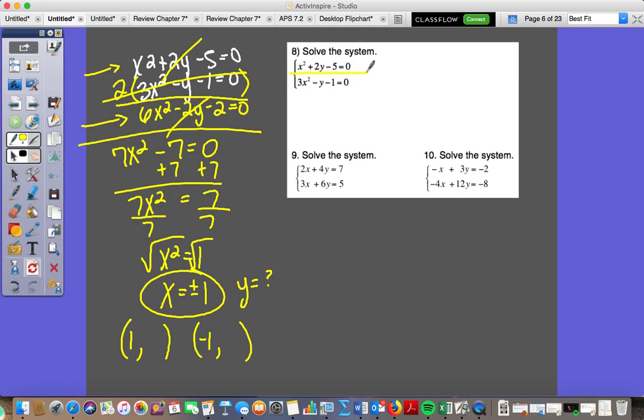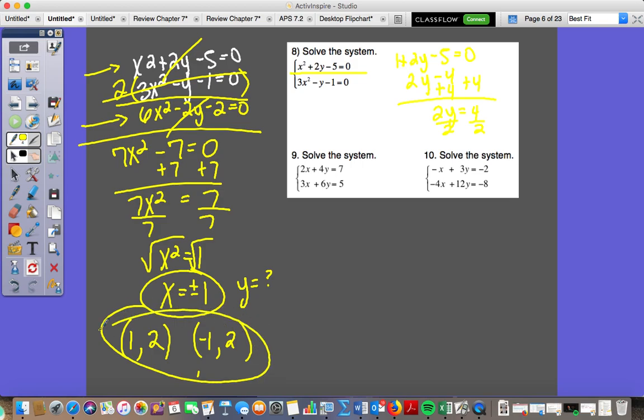For 1, the value of 1 squared is 1. 1 plus 2y minus 5 equals 0. So then 1 minus 5 is negative 4. Add 4 to either side, and I get 2y is equal to 4, and I just divide, and I got 2 here. When I plug in negative 1, I think I actually get the same thing. So I think I get 1, 2, and negative 1, 2 as my answer here. And that would be the two locations where they would intersect.